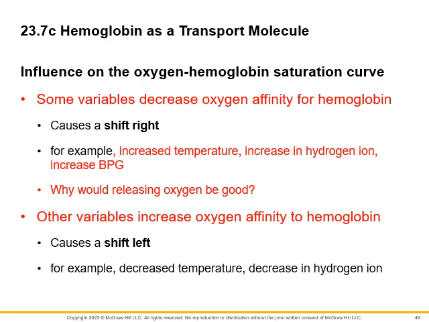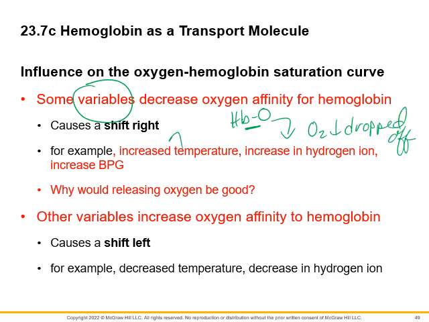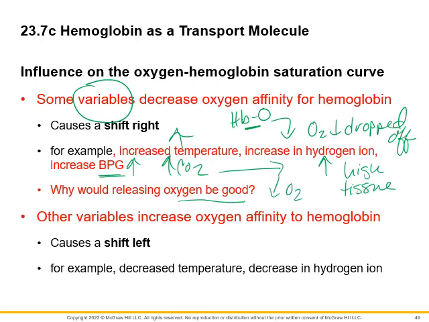So we just looked at some variables that can decrease this affinity and cause oxygen to be dropped off. We said increased temperature, increased hydrogen ions, increased CO2, increased BPG. Why would releasing oxygen be good? Because if we have high levels of all of these items, we're probably at the tissue level, right? We probably need to drop off more oxygen so we can make more ATP.